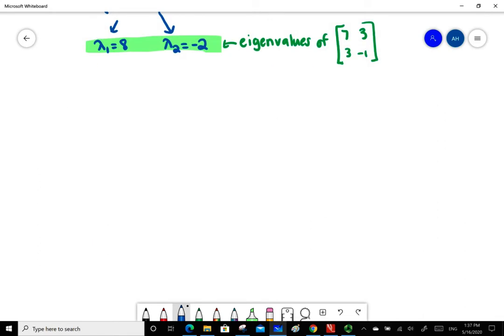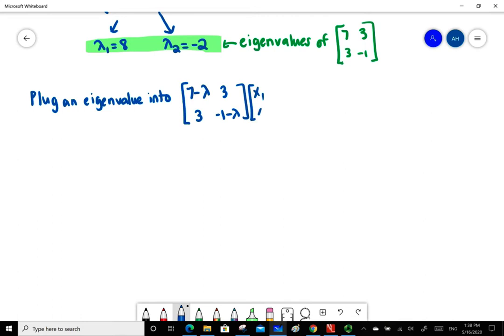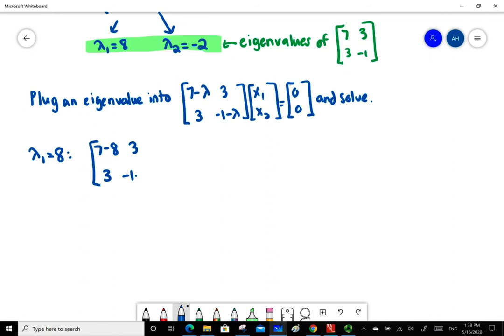Now to find the corresponding eigenvectors, we start by plugging an eigenvalue into [7 minus lambda, 3; 3, negative 1 minus lambda], and then solving [7 minus lambda, 3; 3, negative 1 minus lambda] times the vector (x1, x2) equals (0, 0). For lambda 1 equals 8, we need to solve [7 minus 8, 3; 3, negative 1 minus 8] times (x1, x2) equals (0, 0).